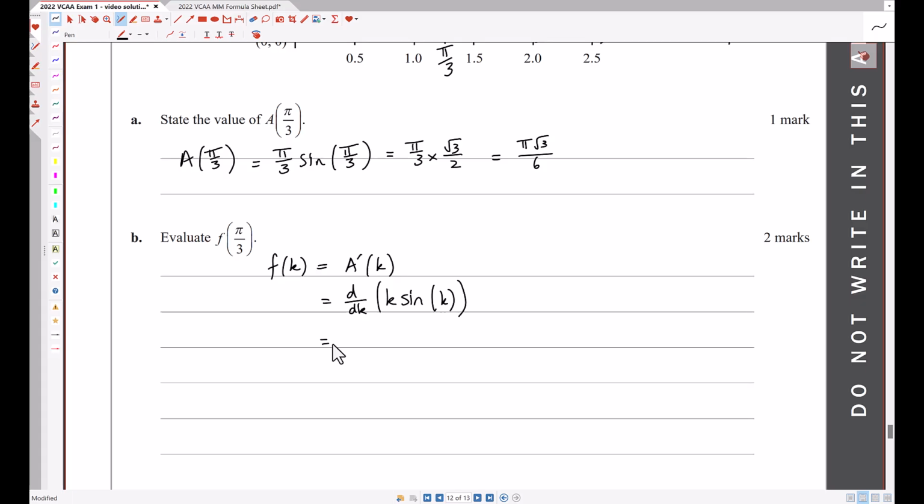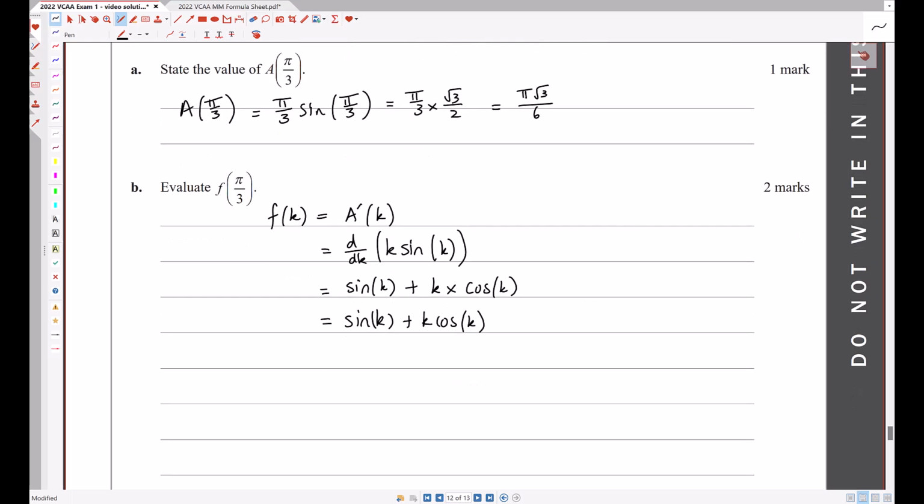So differentiating k is 1. We leave sine of k as it is. Plus, we leave k as it is, and we differentiate sine of k, which is going to be cos of k. Alright, so we've got sine of k plus k cos of k is f of x, or f of k. And therefore f at pi on 3 is going to be sine at pi on 3 plus pi on 3 times cos at pi on 3.